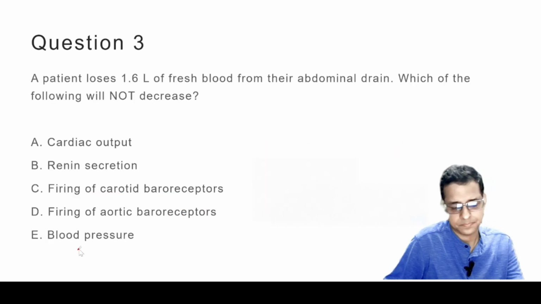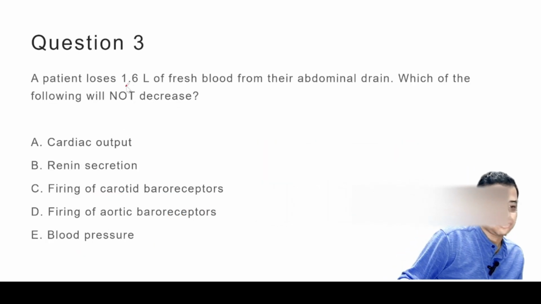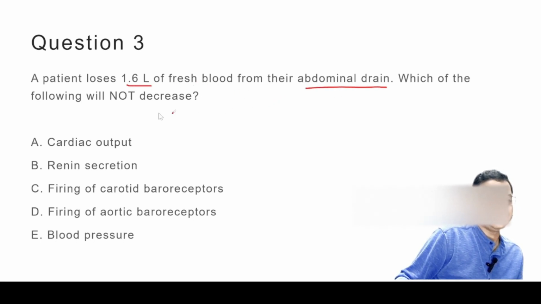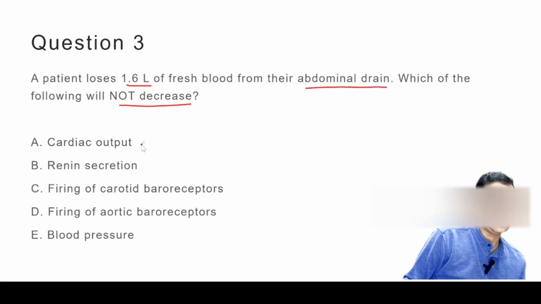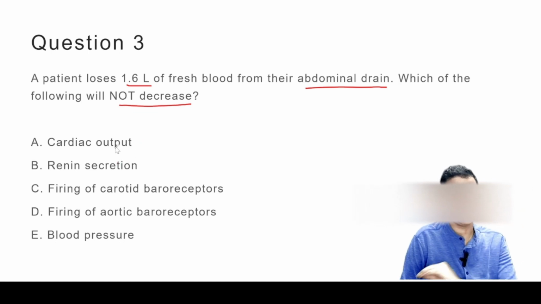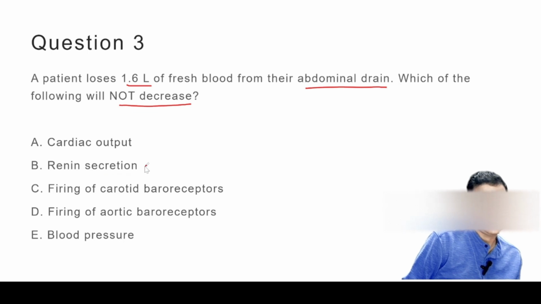Okay, so a patient loses 1.6 liters of fresh blood from the abdominal drain. Which of the following will not decrease? I have explained the important hormones: one is renin, another is angiotensin, and the other is ADH, the antidiuretic hormone. So ultimately renin secretion will increase, not decrease. The rest of all will decrease.